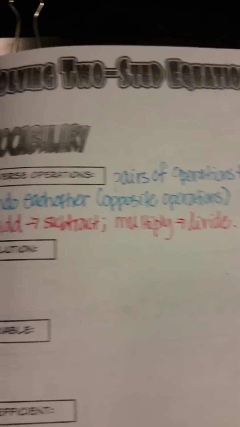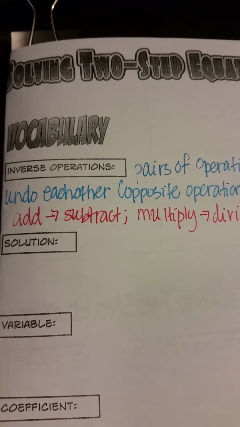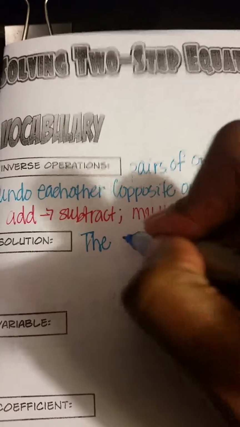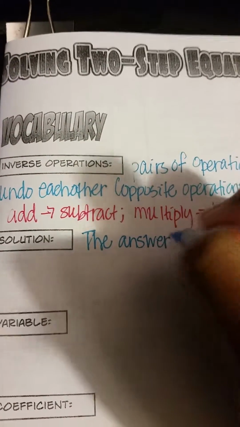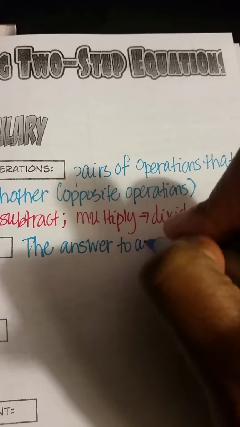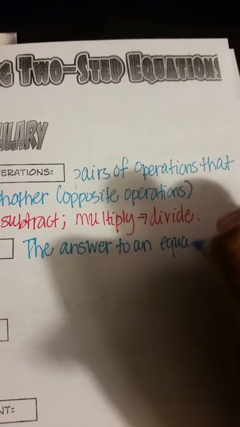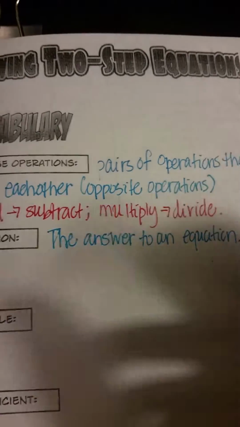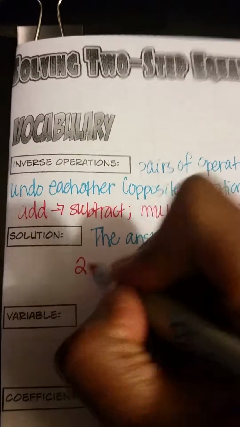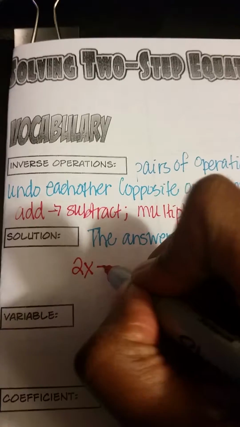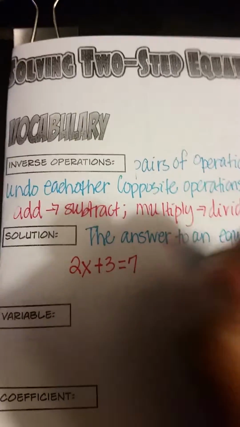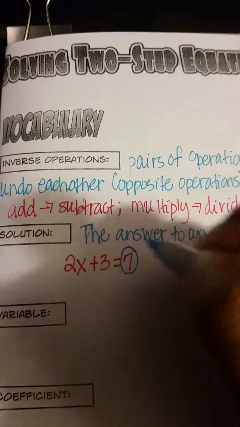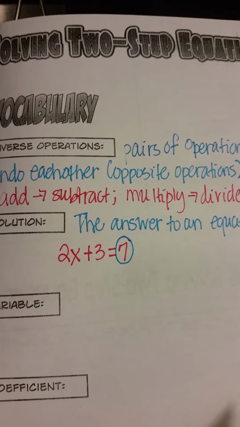Solution. Solution is the answer to an equation. The answer to an equation. Okay, and for an example, I'll give you an example equation. 2x plus 3 equals 7. Our solution would be 7. Okay.